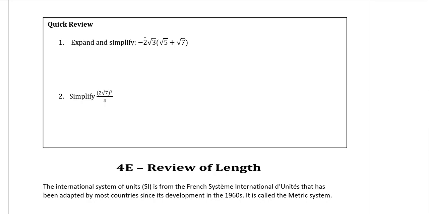We're going to multiply the minus 2 root 3 with the root 5. So the minus 2 will stay out the front. Root 3 times root 5 makes square root of 15. Then minus 2 root 3 times root 7, it will be minus 2, and then 3 times 7 will make square root of 21.